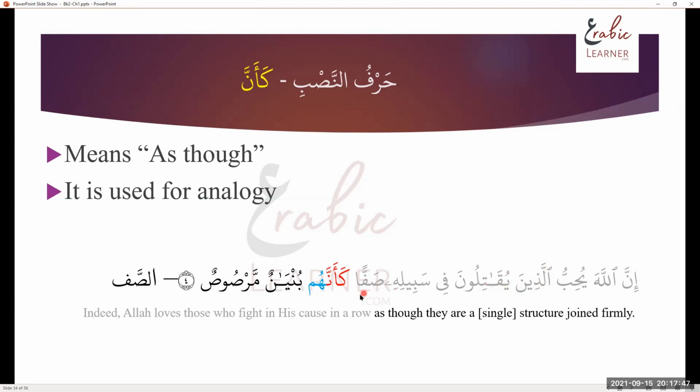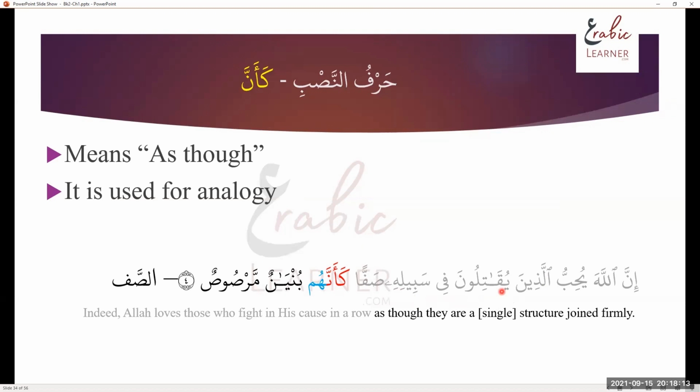Yuqatiluna fi sabilihi saffan means those who fight in his path in a straight row. Yes, no, the whole thing will be silatul mawsul, Siraj. Those who fight in his path in a straight row. So that is what kind of people? They are a special kind of people who have good discipline.